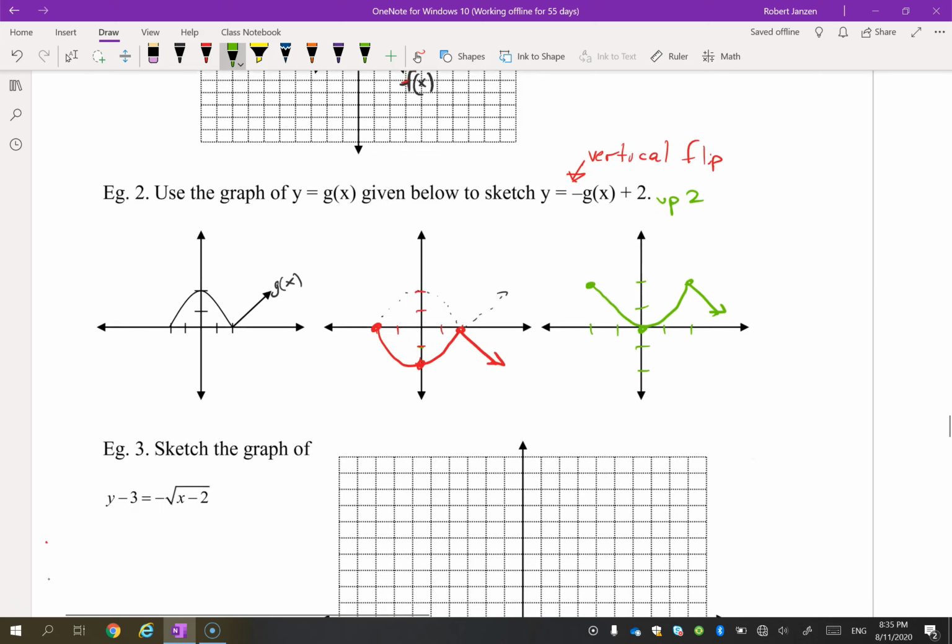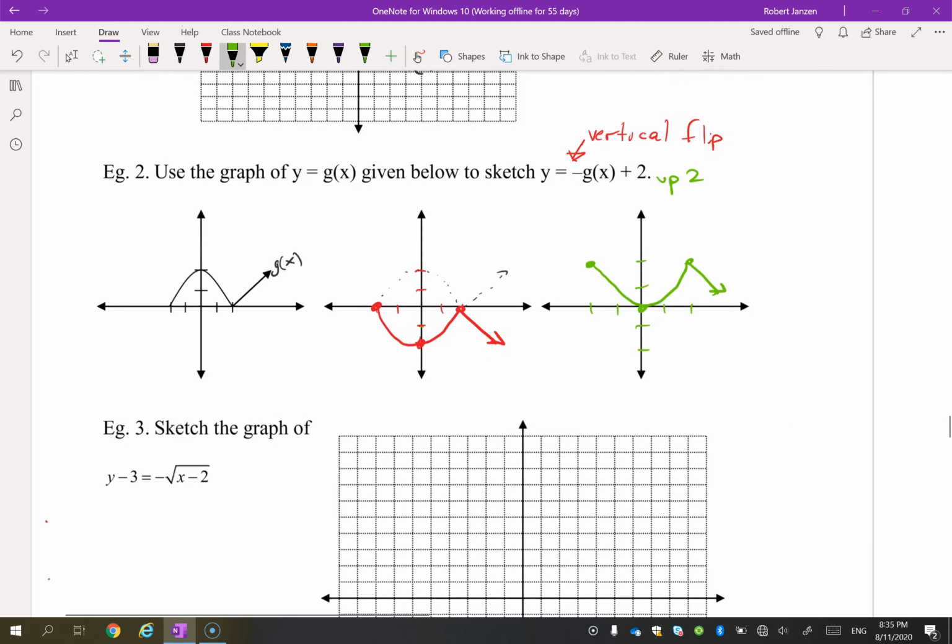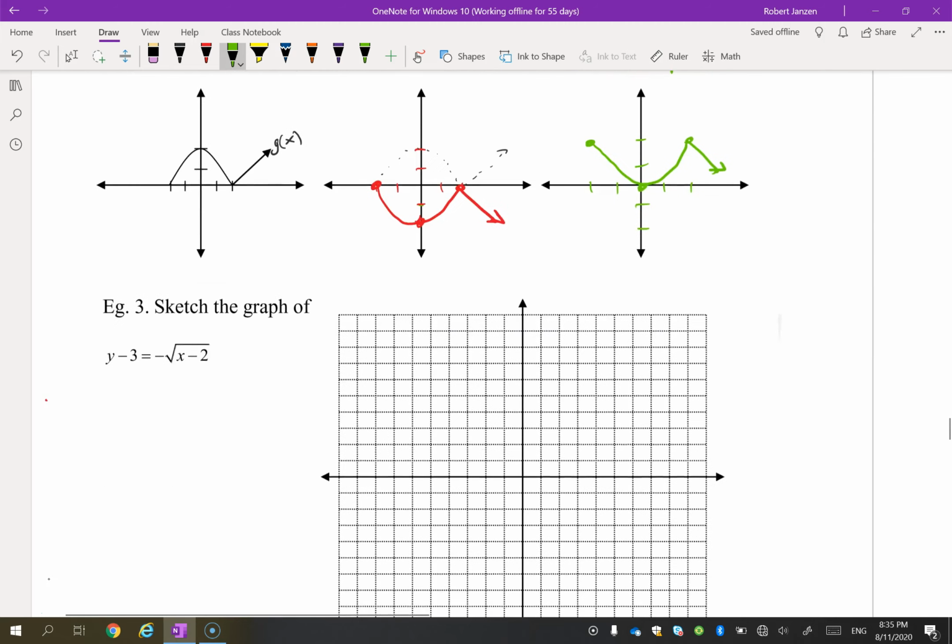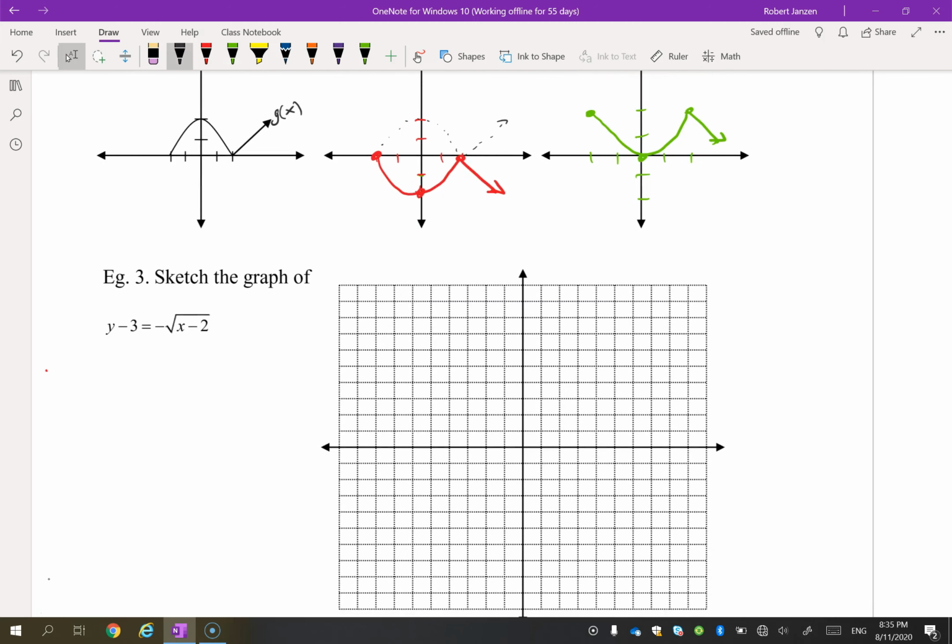Okay, so that's how you do these graphs. Now, those are pretty simple. The graph is given for you. You just have to do some transformations. This one is quite a bit trickier. How would you do this? There's a lot going on here.